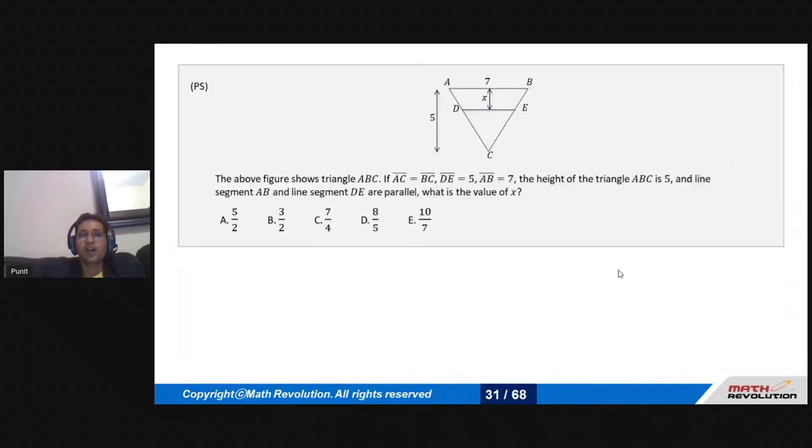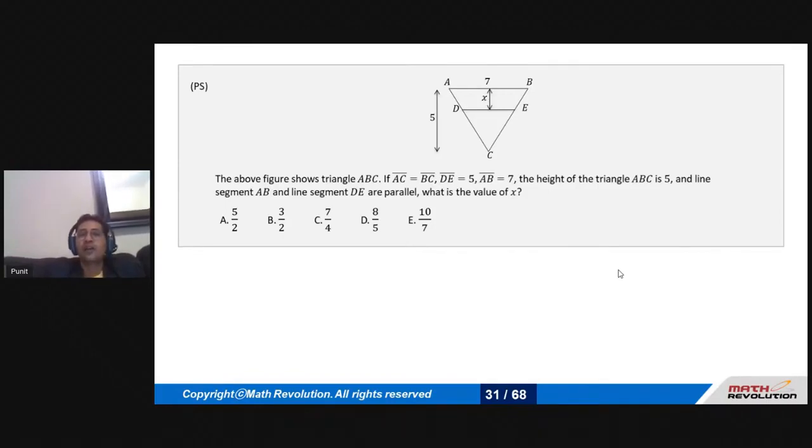Okay, so let's talk about one of the questions based on this format. The above figure shows a triangle ABC. If AC equals BC, DE equals 5, AB equals 7, the height of triangle ABC is 5, and line segment AB and line segment DE are parallel, what is the value of X?